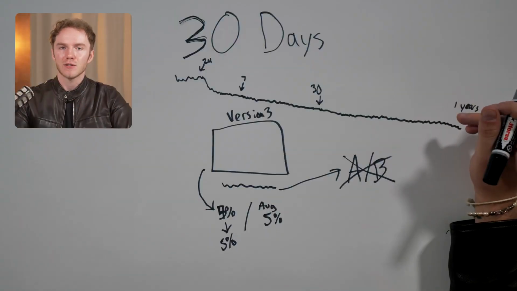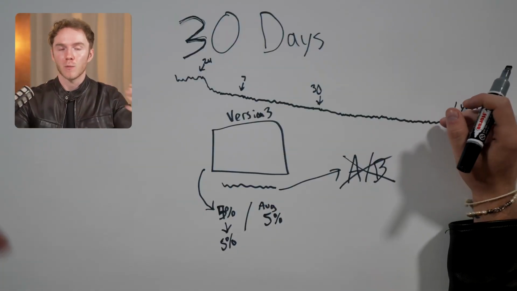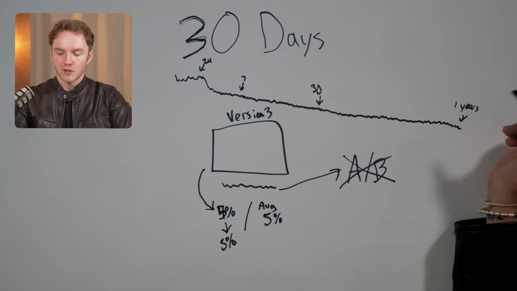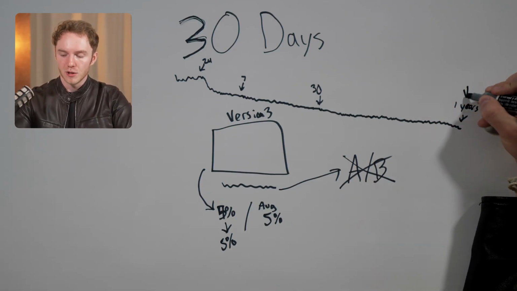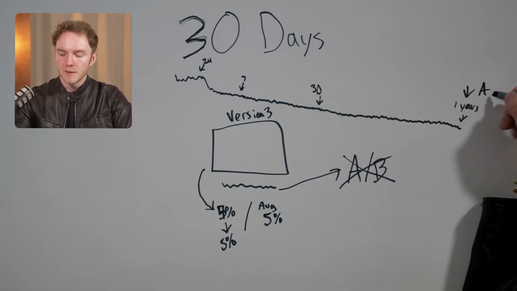It's the easiest thing you can do in order to make your videos perform well without really putting in much more work. So here, at 1 year, let's say that it's below your average CTR. Now would be a good time to A/B test it.